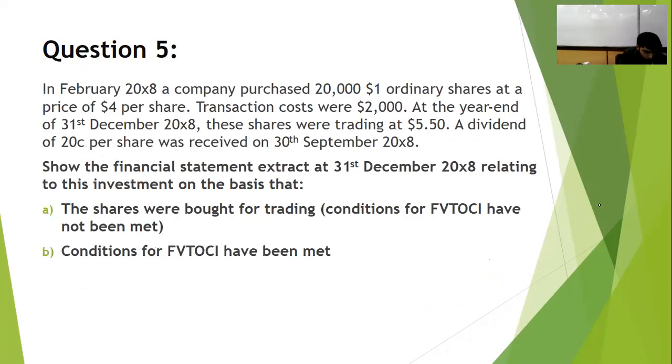Now let's have a look at question number five. In this question, we will now expand our dimension, and we are going to discuss a few other areas. In February 2008, a company purchased 20,000 ordinary shares at a price of $4 per share. It means the company is purchasing shares again, so the company is making an investment.